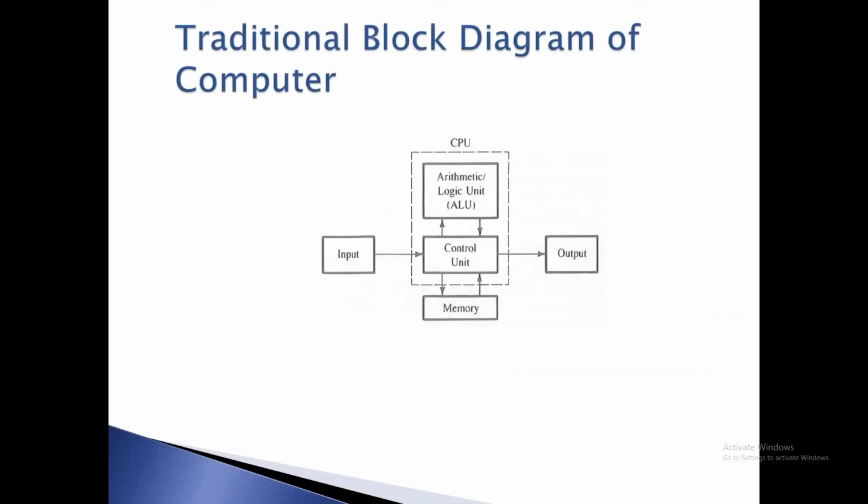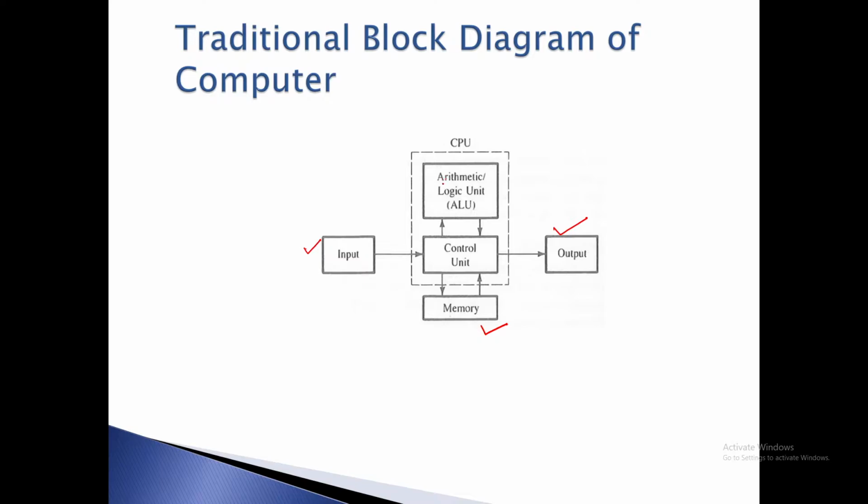Before starting the 8085 microprocessor, let's look at the traditional block diagram of the basic computer. A computer consists of input devices, output devices, and memory blocks where we store the data. When the computer takes input from the input devices, it will process the input for the CPU. Now, CPU has two components.